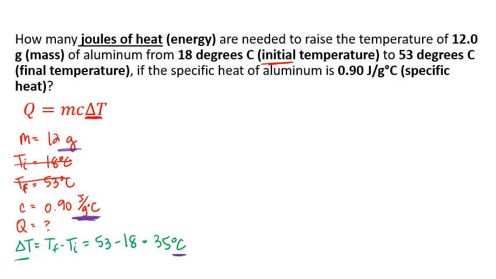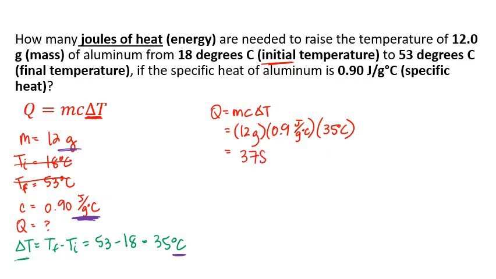And so we're solving for Q. Q's already on a side by itself, so we just need to plug in values here. So mass of 12 grams, make sure to include your units in these. 0.9 joules divided by grams times degrees Celsius. And lastly, our change in temperature, which is 35 degrees Celsius. Here we're just multiplying straight through. 12 times 0.9 times 35 gives us a value of 378.